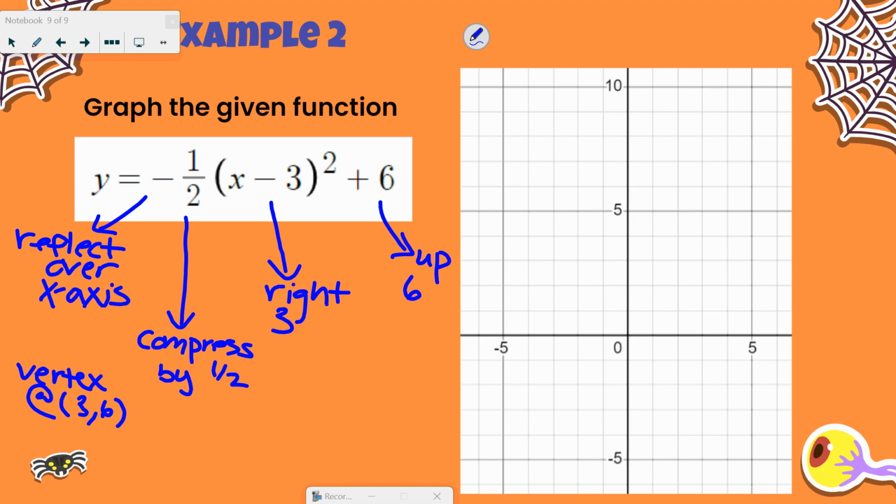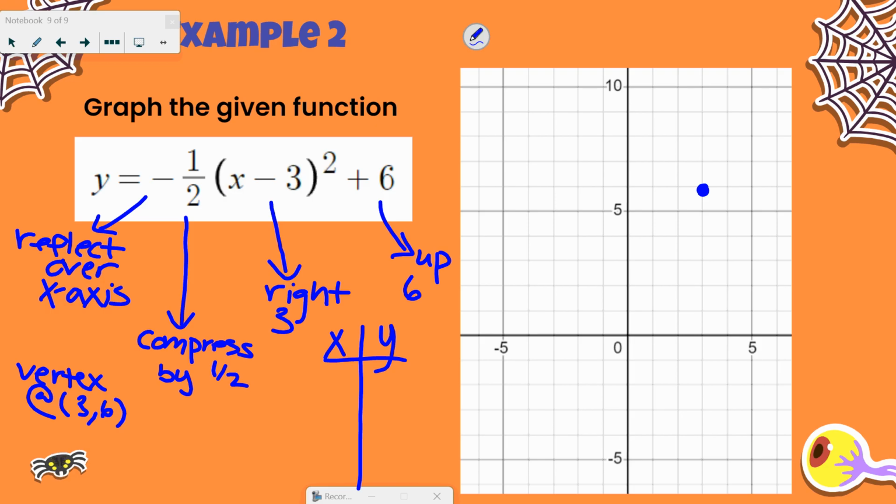Awesome. I start at 0, 0. We go right 3, up 6. Now, when we had our absolute value, we then used that a value like slope. But here, my a value is not consistent in the sense that I'm not always going down 1 over 2, down 1 over 2. So what we're going to do is go back to our foundations, the basics, and make some inputs and outputs to help us get those good points.